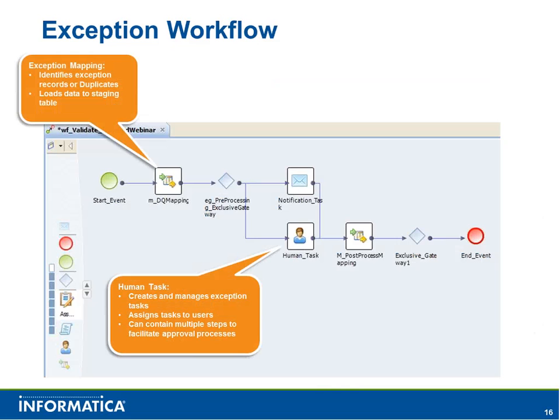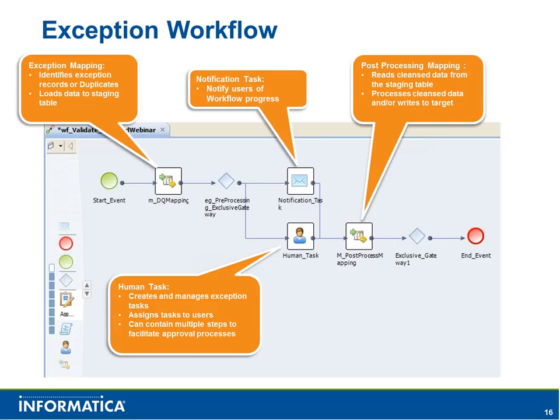So we then have a human task, where we create and manage a task. We assign tasks to users, and this can contain multiple steps to facilitate the approval processes. We'll see in more detail the actual human task in a minute. We also have the option for notification tasks. This allows us to send a high-level email saying our data quality mapping is finished and tasks have been assigned to users, rather than having to see all the detail of the actual tasks. So it allows different levels of notification to various users. Your higher-level users may not want to hear all the ins and outs of what's been done. They just want to hear when something starts and when it finishes.